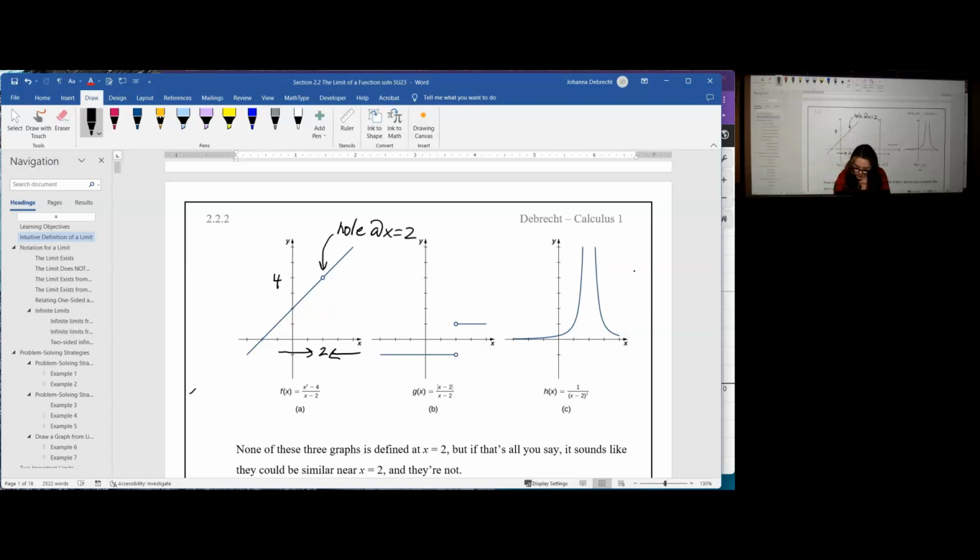The notation that we use is the lim, x getting close to 2. Notice we don't write equals.